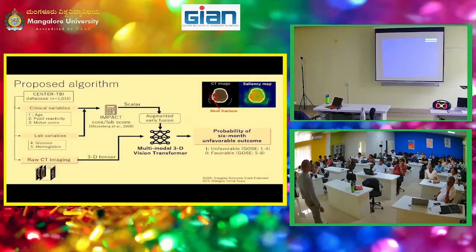So we're going to go into a little bit of algorithm here. Our algorithm was taking our data, extracting clinical variables, so age, pupil reactivity, motor score, which is classic, right? Taking the lab variables, as I said, glucose, hemoglobin, and then the raw CT imaging, right? And we're trying to put this together.